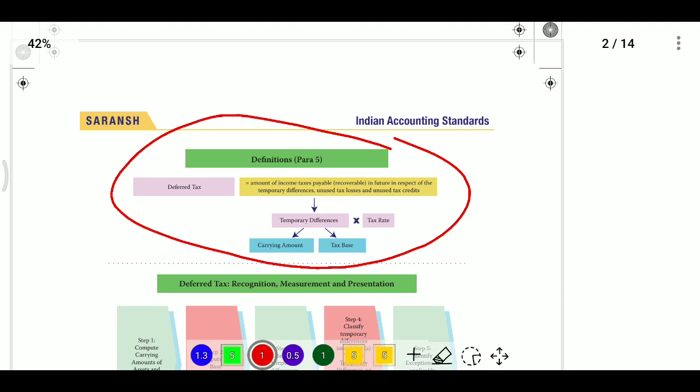So this amount will be payable or recoverable in future. Why do we go for the future? Because now there is some temporary difference, or some unused tax losses, or some unused tax credit. This is the main area. Temporary difference into tax rate, you will get this amount. So the temporary difference will be the carrying amount against the tax base. This is the main core area.